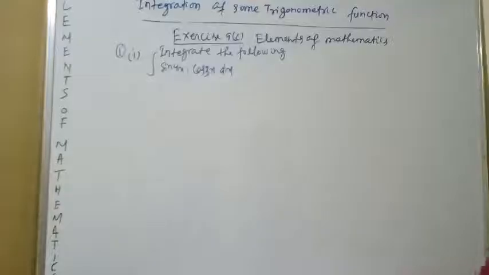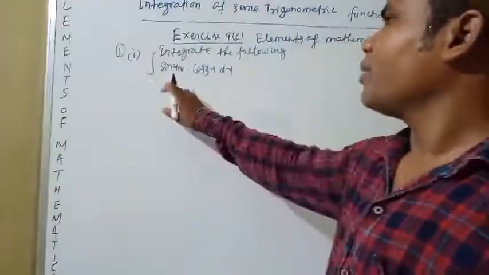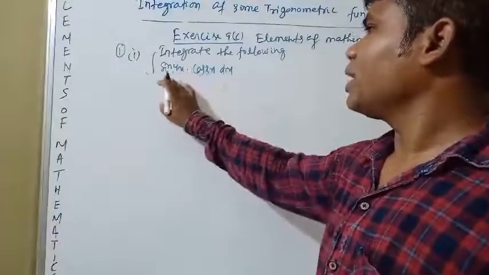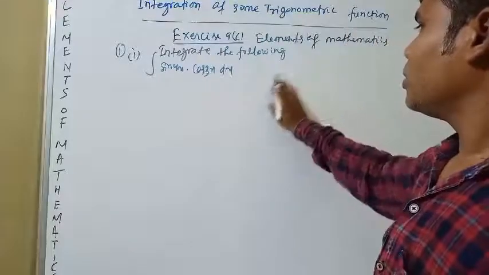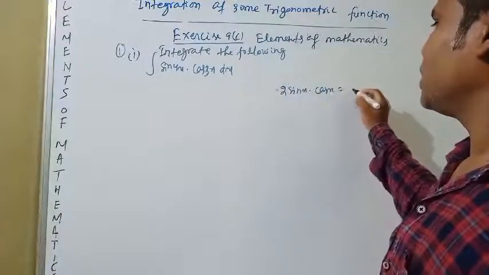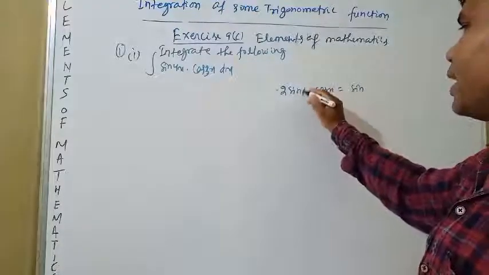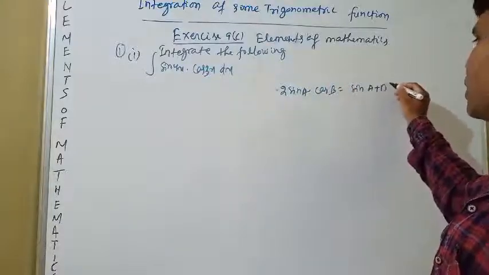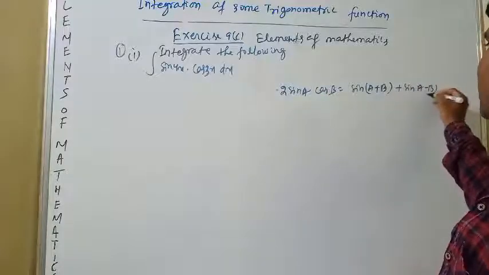You see the first question, integrate the following, exercise 9c, element of mathematics. Integration of sin 4x into cos 3x dx. You know the formula: 2 sin a into cos b is equal to sin a plus b plus sin a minus b.